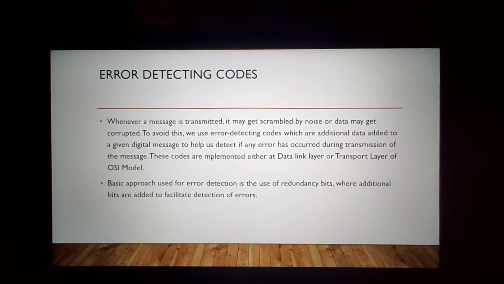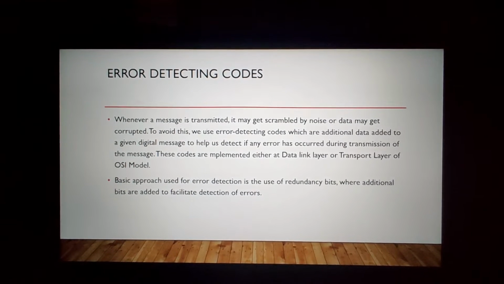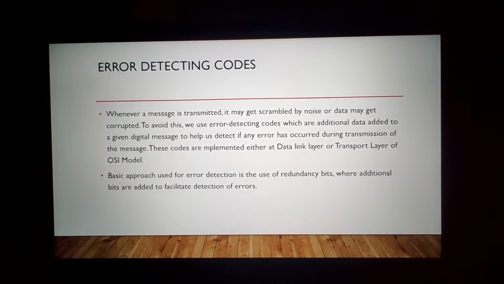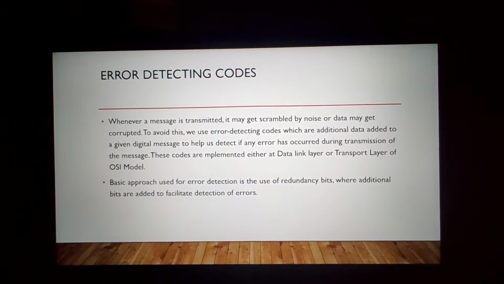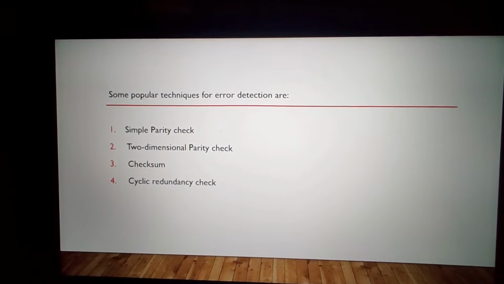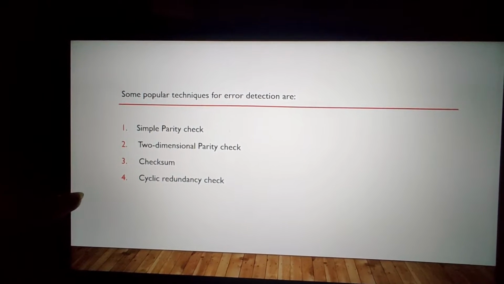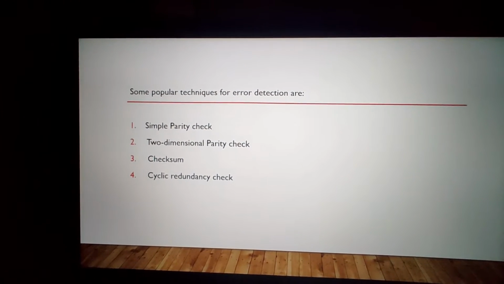These codes are implemented either at the data link layer or the transport layer of the OSI model. A common approach used for error detection is redundancy bits, where additional bits are added to facilitate detection of errors. Some techniques for error detection are simple parity check, two-dimensional parity check, checksum, and cyclic redundancy check. Now we're going to learn about two-dimensional parity check.